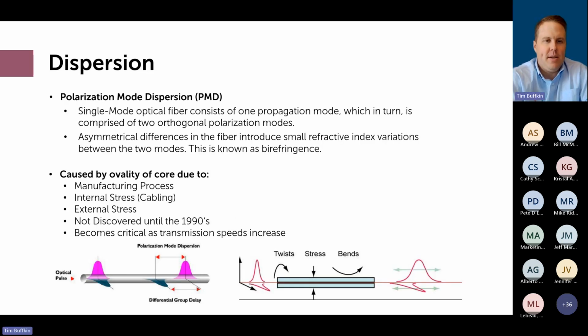And then lastly, we're going to talk about polarization mode dispersion, PMD. So single mode optical fiber is going to consist of one propagation mode, which in turn is comprised of two orthogonal polarization modes. So asymmetrical differences in the fiber itself can introduce a really small refractive index variation between the two modes. So this is what's called birefringence.